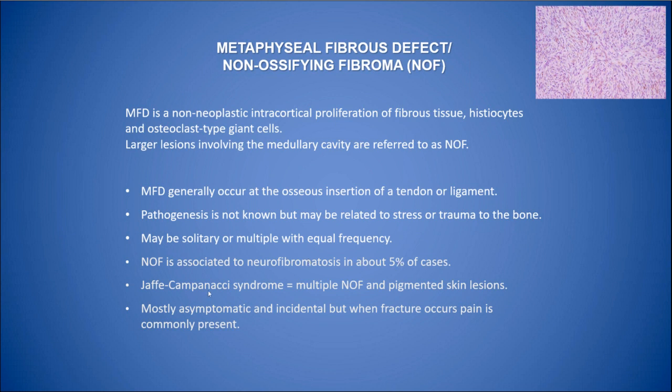In the Jaffe-Campanacci syndrome, multiple non-ossifying fibromas are associated with pigmented skin lesions, café au lait spots, and probably there is a combination of multiple non-ossifying fibromas, café au lait spots, and neurofibromatosis. The lesions are asymptomatic and usually found incidentally when an X-ray is performed for other reasons, usually when there is a trauma.